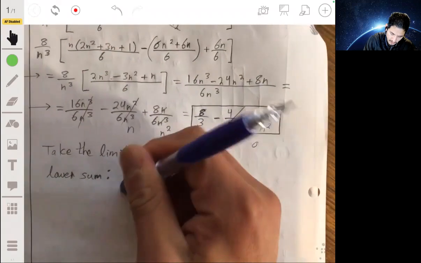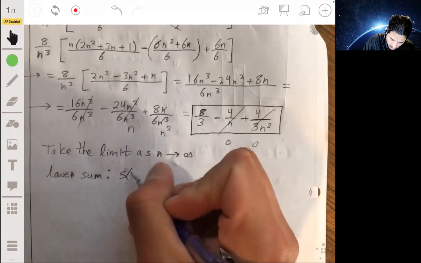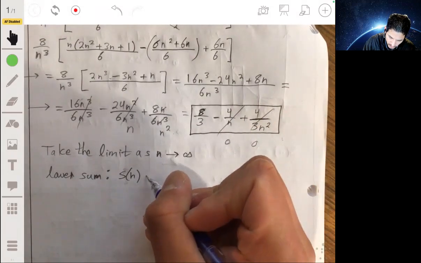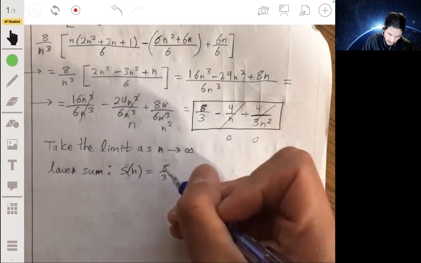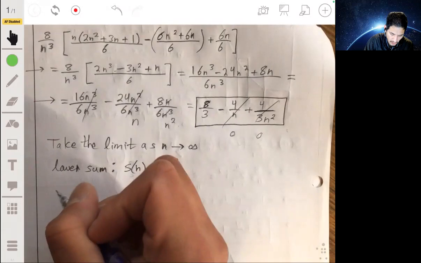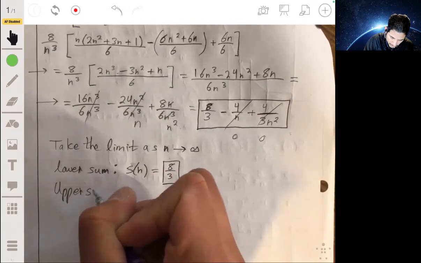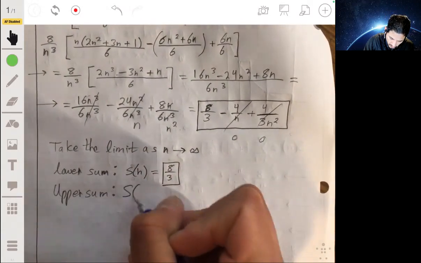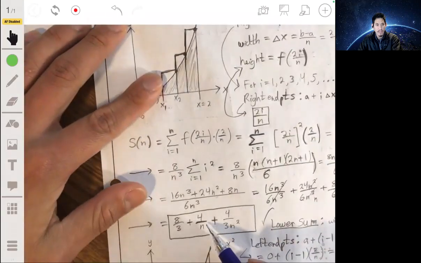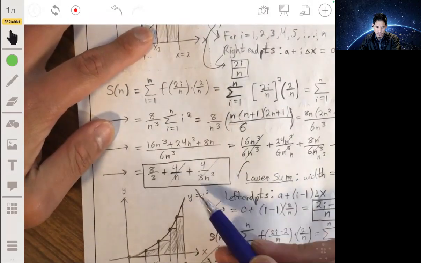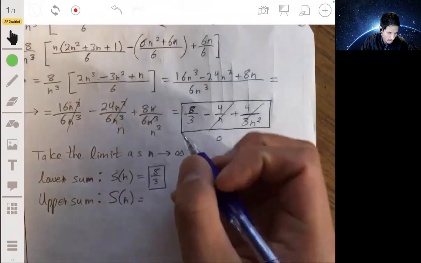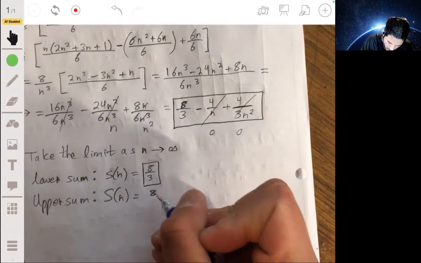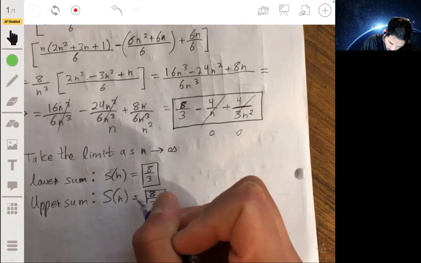Let me write small s sub n to be a little more formal. Small s sub n would just be 8/3 minus 0 minus 0, so it would just be 8/3. And the upper sum, large S of n, taking the limit of this also goes to 0. That goes to 0, that goes to 0. So it's just 8/3 plus 0 plus 0. And you're going to find that they both equal 8/3.